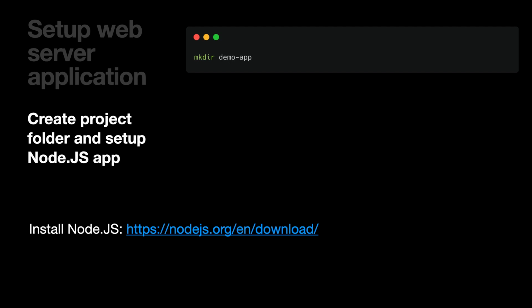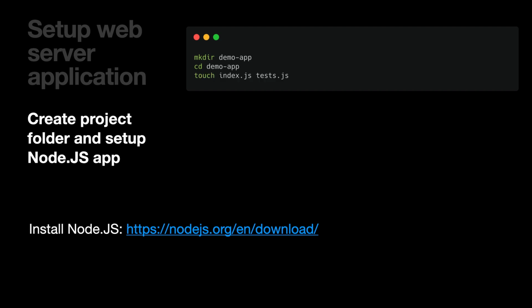We're going to create our project folder, call it demo app. Then we're going to change directory into that project folder we just created. Then we're going to create two files, index.js and tests.js, where index.js is going to contain our application code, and tests.js is going to contain the code for the tests that we're going to be running on our web server, that's on the index.js file.